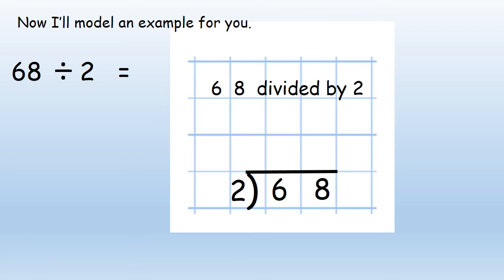68 divided by 2. So, first of all you draw your bus stop and then you put the 68 inside the bus stop. Remember to keep your digits in the correct columns. And then you're dividing by 2, so you put the number that you're dividing by on the outside of the little bus stop.